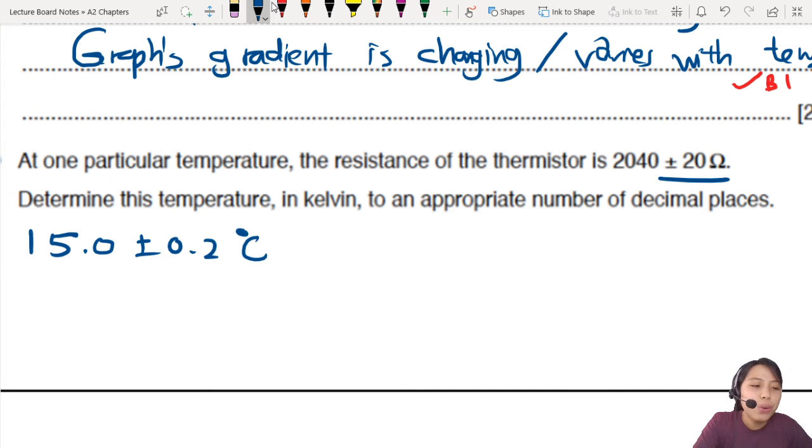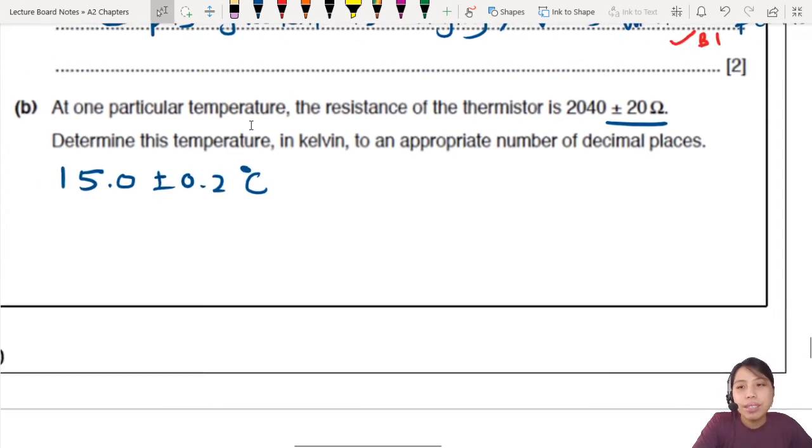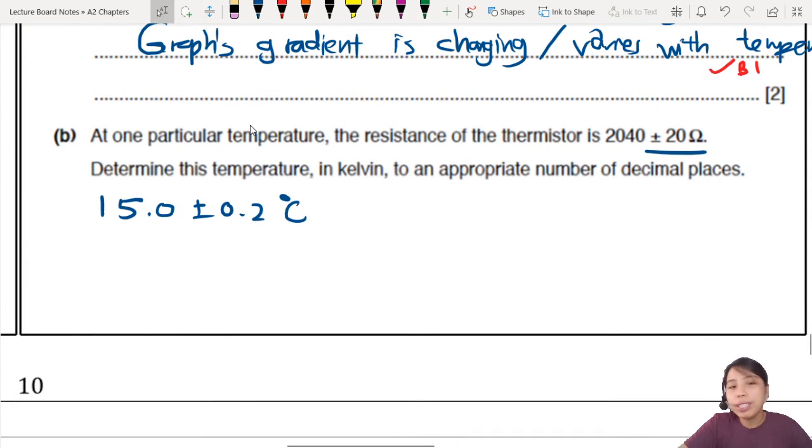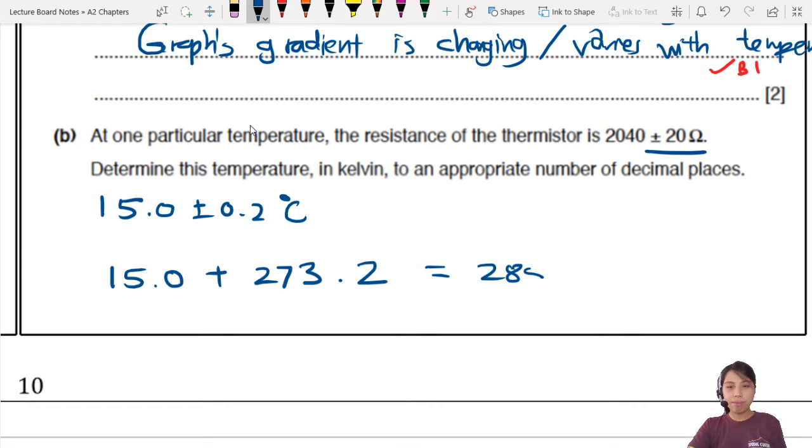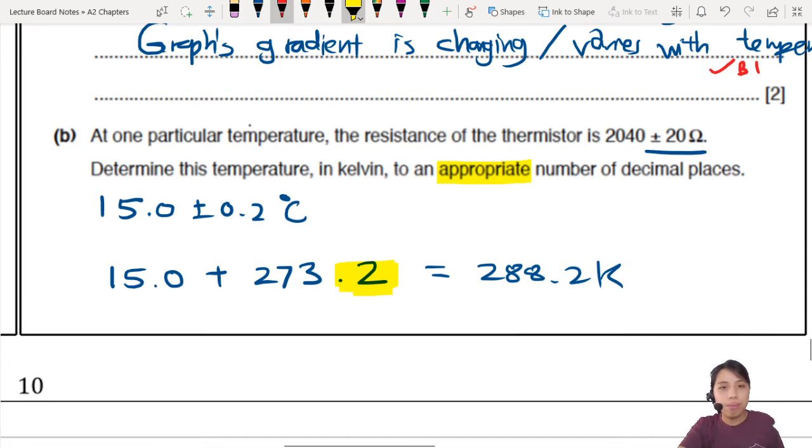But we want the temperature in Kelvin. Well, maybe there's a later part of this question that asks for uncertainty, but we don't need to find the uncertainty, just so you know, this is how it looks like. So 15.0 plus, convert to Kelvin, 273.2. That will give me 15 plus 273.2, 288.2 Kelvin. Now they give you a very nice reminder, appropriate number of dP. So make sure you round off your dP of your conversion factor, because here is only 1 dP. So here should also be 1 dP. You follow your raw reading.